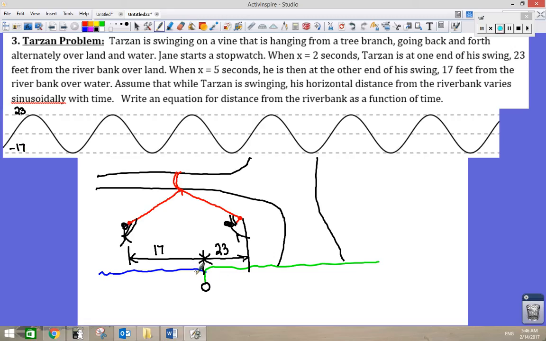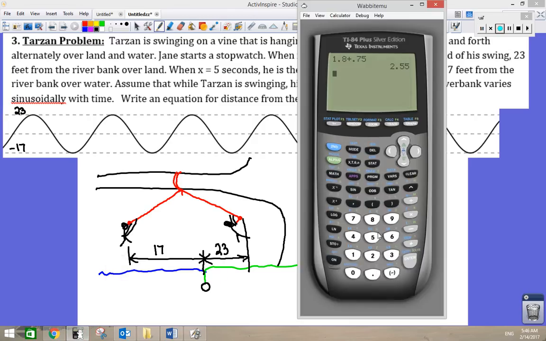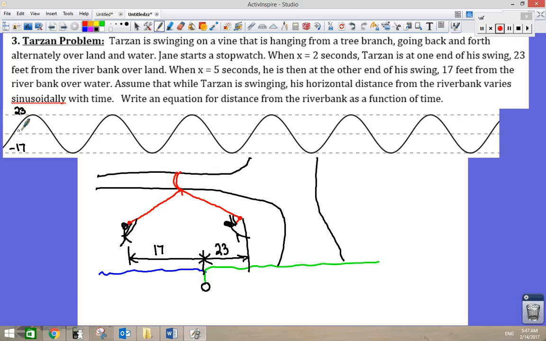And if we add that together and divide by 2, if we take 23 plus a negative 17 and divide that by 2, why am I dividing? Half of 6 is 3. Alright, so we've got that.